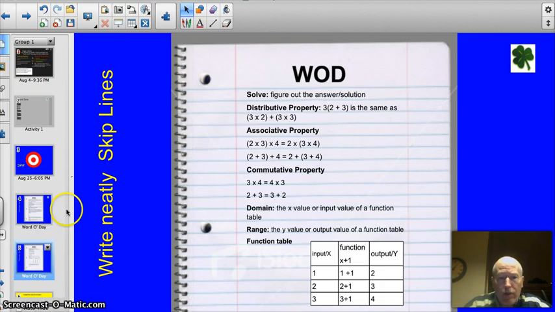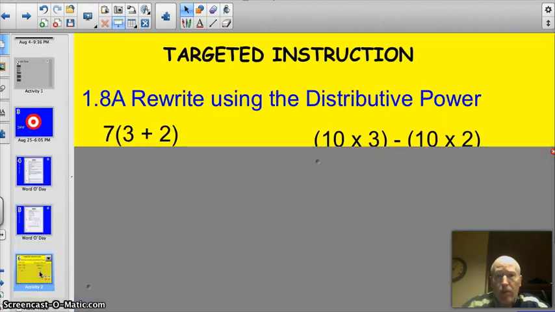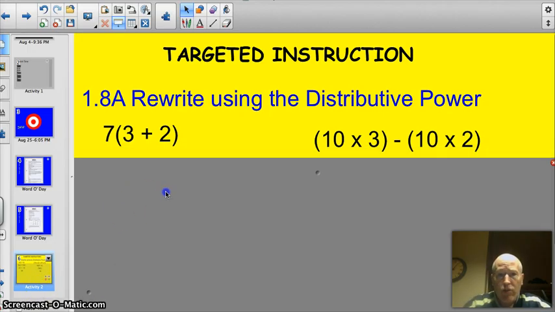All right. Our first target tonight, then, is 1.8a. I can use the distributive power to rewrite expressions. So go ahead and try to rewrite these two expressions using the distributive power. Go ahead and pause the video.